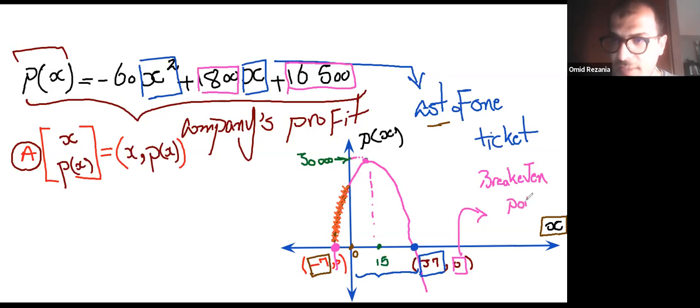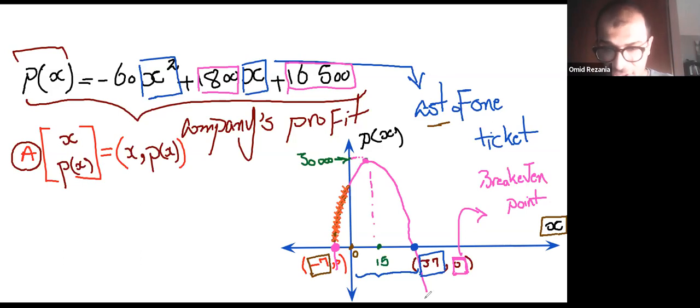Break-even point. This is the point where you sell a minimum number of tickets so that the cost and the profit becomes zero. Then after that, you can grow and accumulate more profits. But in that case, the profit seems that it's going to be zero then.